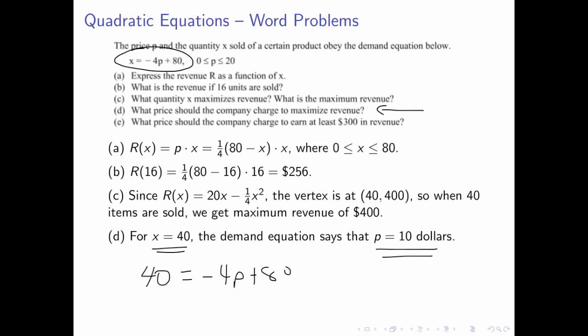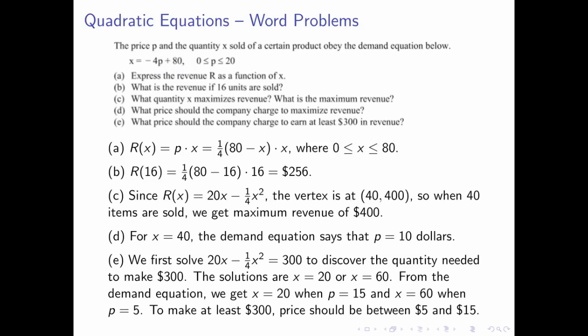And then finally, the question is, what do we need to charge in order to make at least $300 in revenue? Remember, the revenue function, the outputs are revenue, and so this is going to give us an equation to solve. We want the revenue function output to be 300. So question E really comes down to solving this equation. If we were to multiply everything here by 4 and get our terms on the same side, this actually is something that can be factored. If you don't see how to factor it, then you can just use the quadratic formula. But if you do it, you'll get x equals 20 or x equals 60 as your answer.